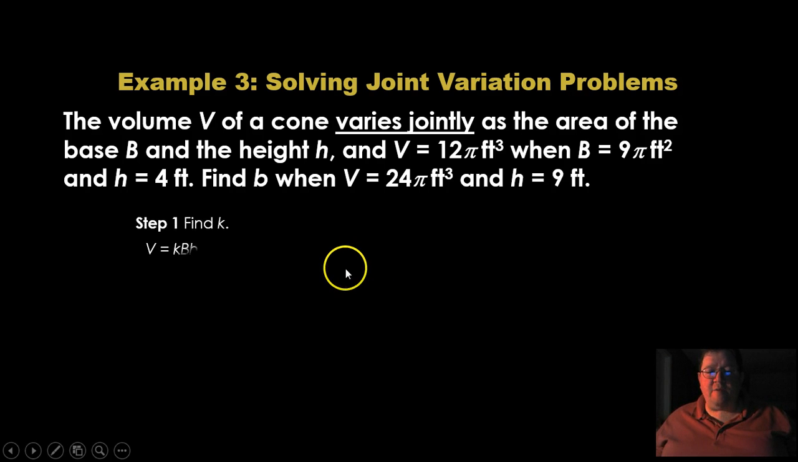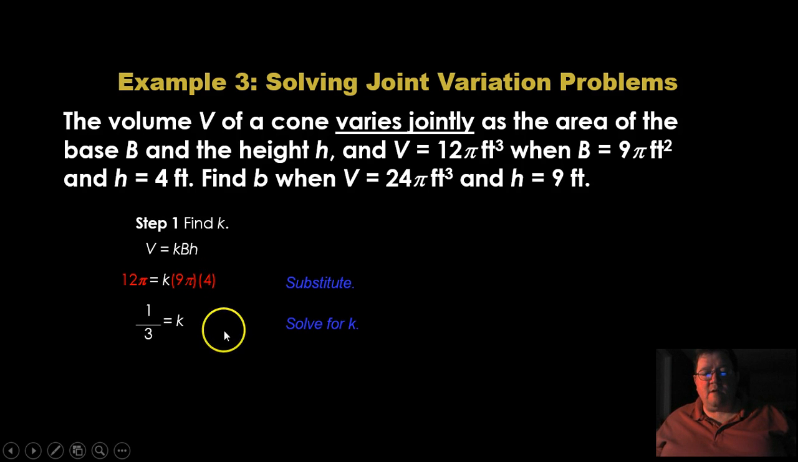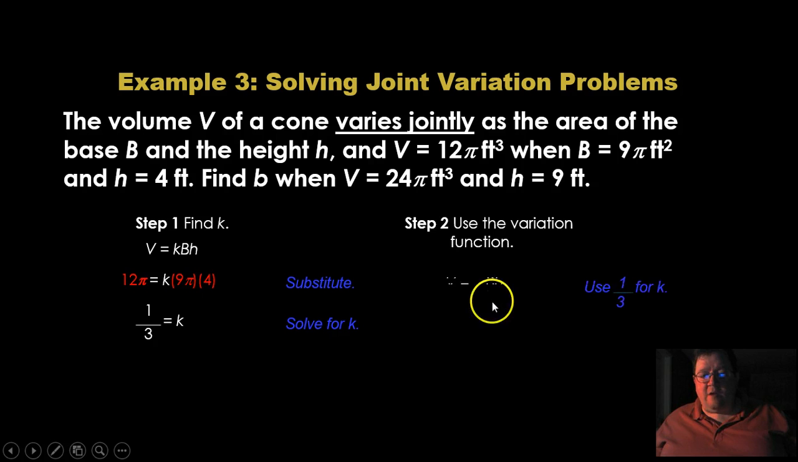First step, we're going to write it in its generic form. Volume equals k times our base times our height. We're not using x, y, and z, but it's meaning the exact same thing. All right, now we're going to plug in the numbers they gave us. 12 pi for our volume, 9 pi for the base, 4 for the height. Solve for k, we get k equals 1/3. Plug that back into the equation.